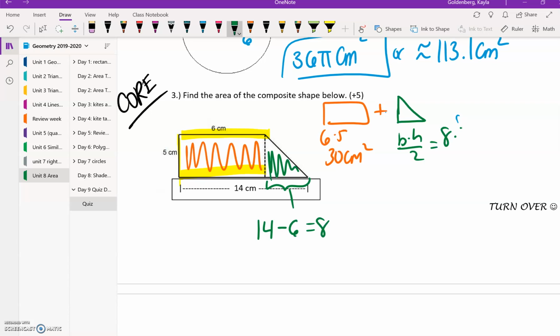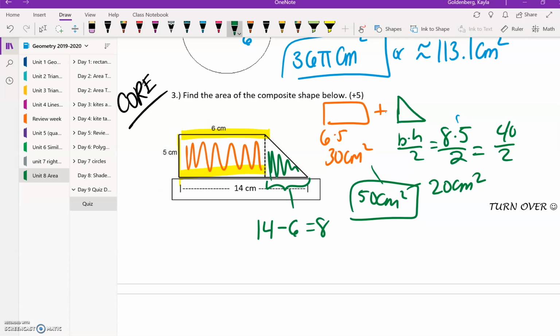My height, how tall it is, 5, divided by 2. You're going to get 20 centimeters squared. And then you can add them together and get 50 centimeters squared. So that's option number 1.